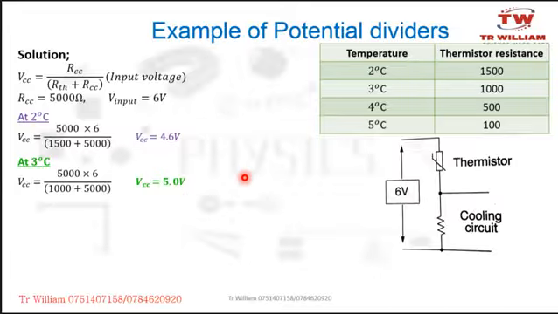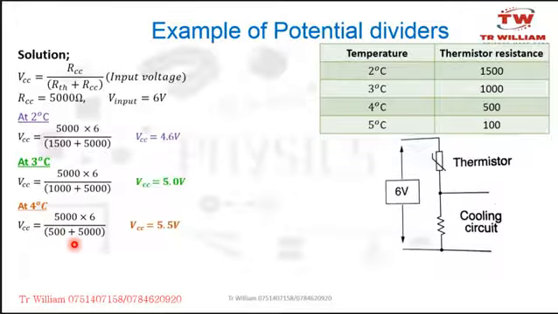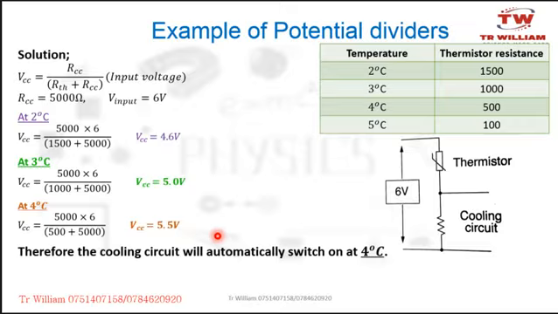So if we go to 4 degrees, we know the resistance of the thermistor is now 500, implying that the final answer for the voltage across the cooling circuit will now be 5.5 volts. So it means at this point we see the voltage is now above 5, meaning that this cooling circuit will now switch on because the voltage has gone above 5. Okay, so therefore the cooling circuit will automatically switch on at 4 degrees Celsius.